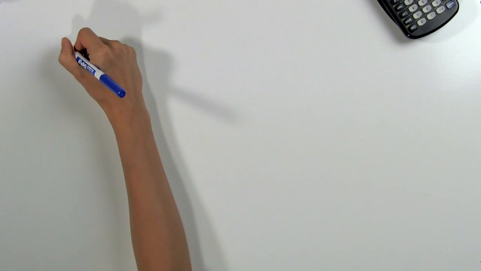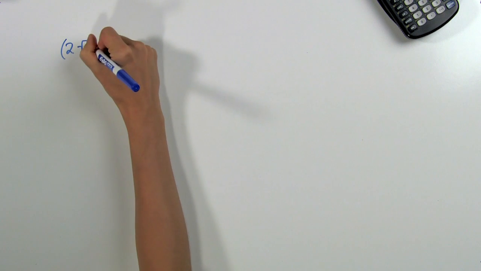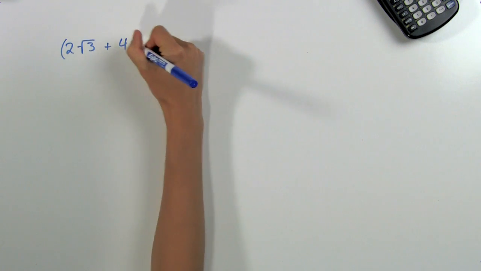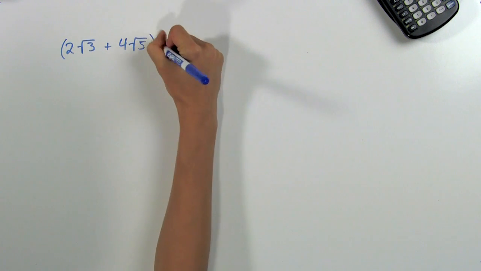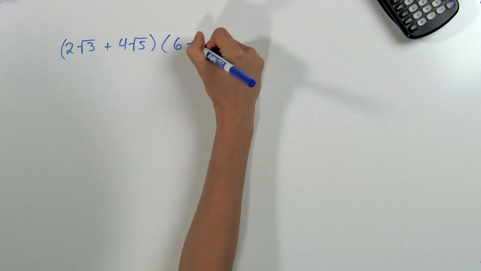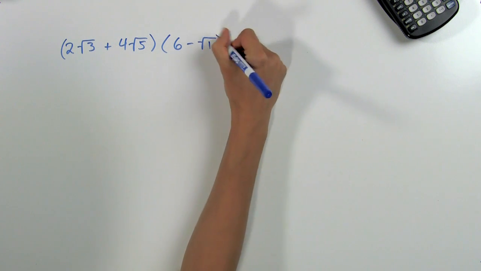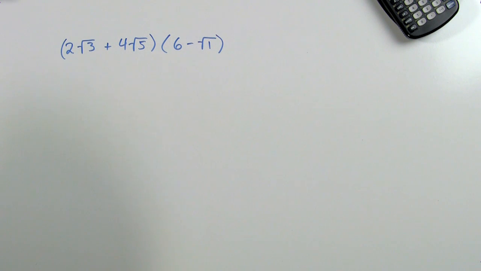So now let's take a look at a more complicated problem with multiple steps, multiplying a binomial that contains square roots inside. Suppose we need to multiply 2 square root 3 plus 4 square root 5 times 6 minus square root 1. We begin by foiling our binomial, just like we normally would.